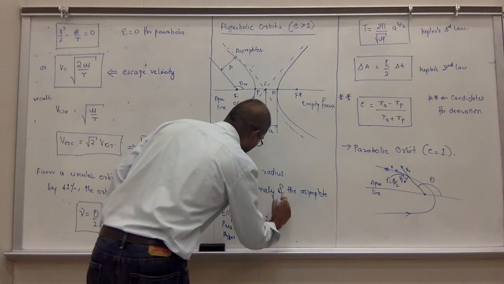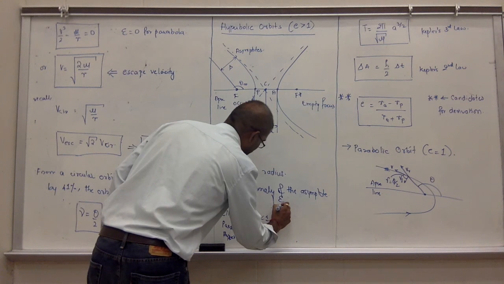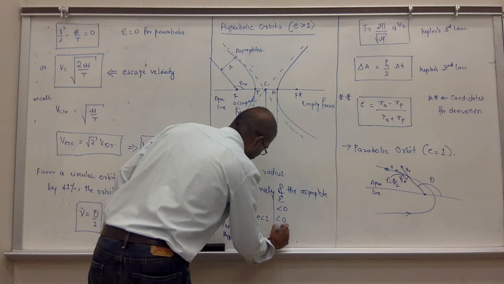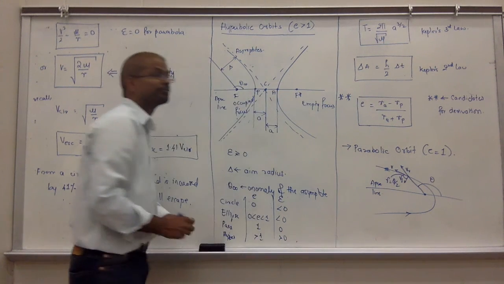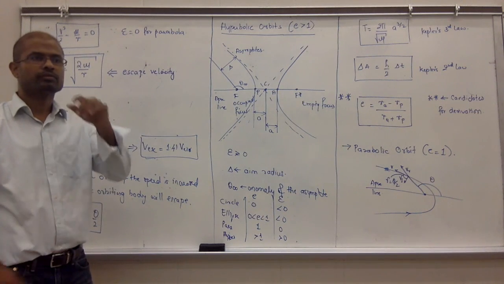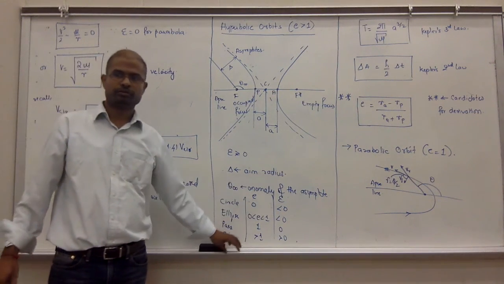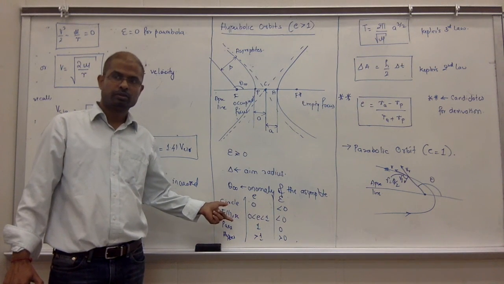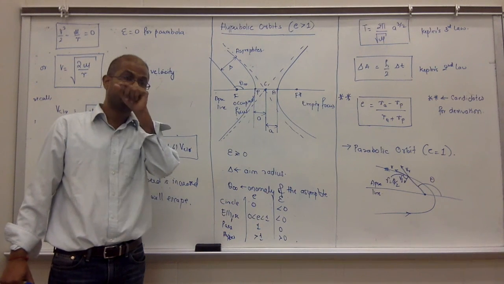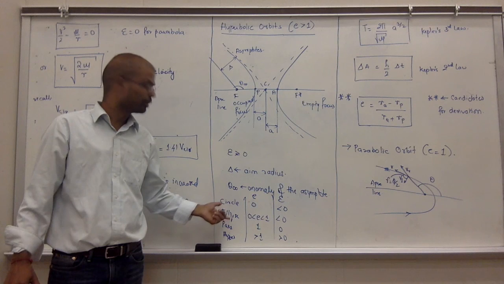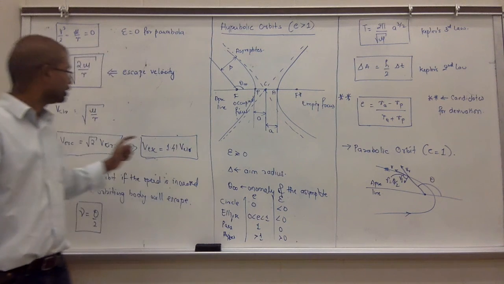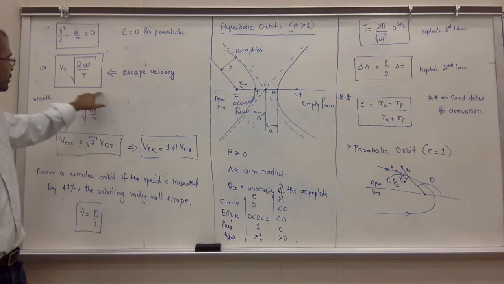And we look at epsilon: for a circle it is less than 0, 0, greater than 0. This is what you need to know. For circular and elliptical orbits, or closed orbits, you need to know in detail. If you learn the elliptical orbit, you'll be able to translate everything to circular orbits. The only big thing is this for a circular orbit.